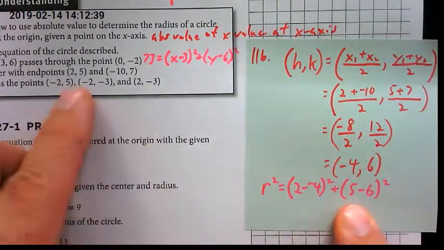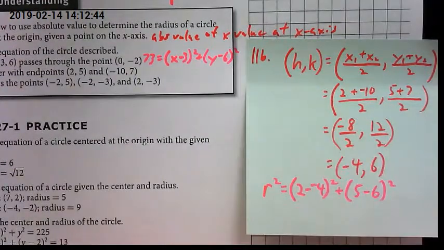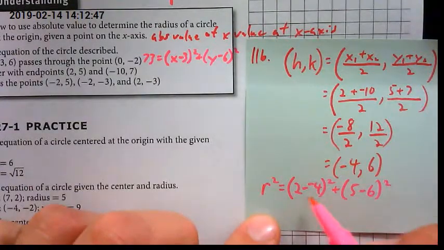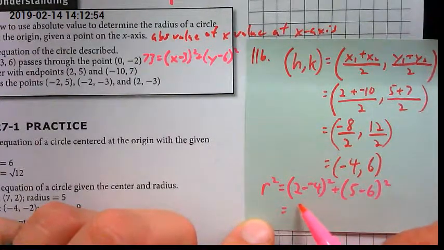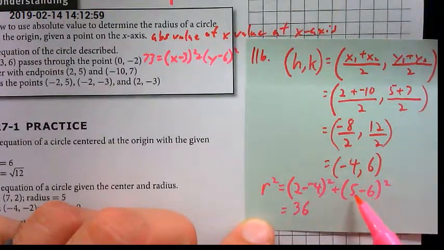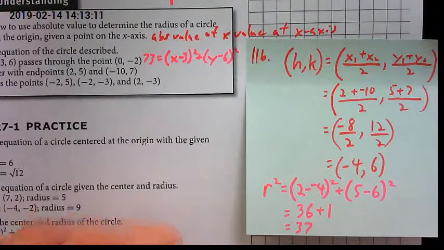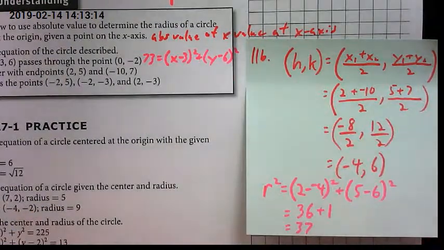Again, the 2 and the 5, that was one of the points. The negative 4 and the 6, that was the center point. So now, 2 minus negative 4, well, that's the same thing as saying 2 plus 4. So that's 6, and 6 squared is 36. 5 minus 6 is negative 1. Negative 1 squared is 1. 36 plus 1 is 37. So now, we know what the radius squared is, right?